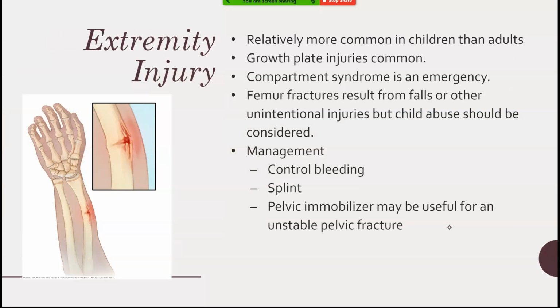Kids fall off of things all the time. Extremity injuries are very common, okay?